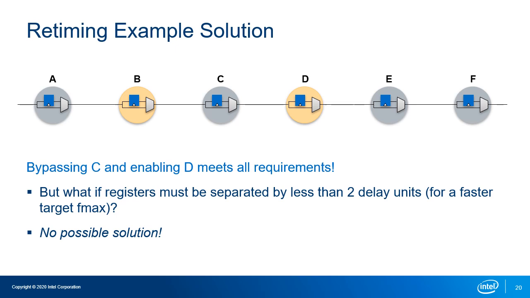Is this the only solution here? No. But none of the other solutions offer any real advantage over this one. Now let's say we want to run the design faster. To do so, the registers must now be separated by less than 2 delay units. Well, then there is no possible solution while still only enabling 2 registers in the path.